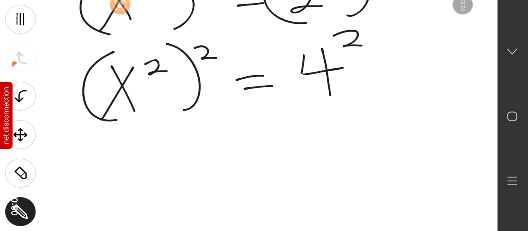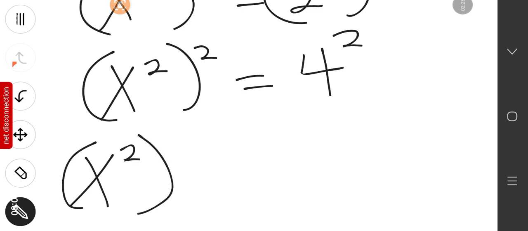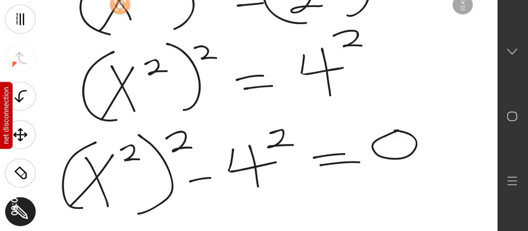is to transpose 4 exponent 2. So we are going to have x squared exponent 2 equals 4, sorry. We are transposing 4 exponent 2, so you're going to have minus 4 exponent 2 equals 0. All right.